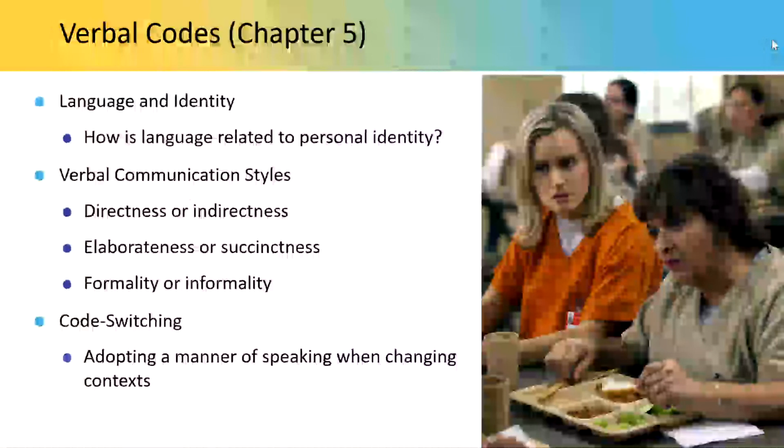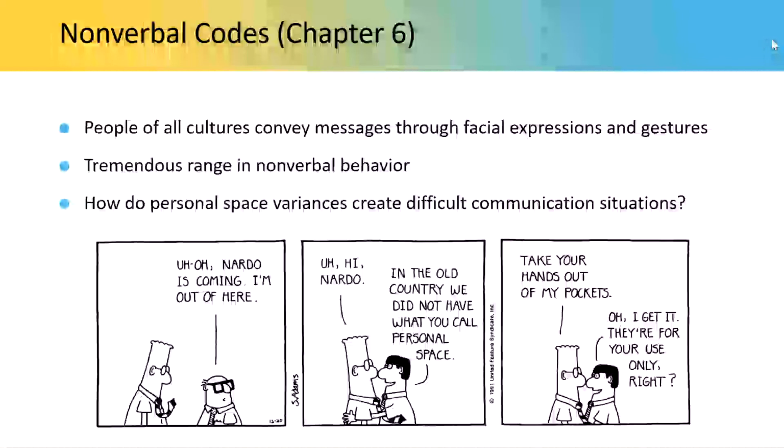Okay, so these are some of the verbal codes. But of course, there are also nonverbal codes, which we will talk about much more in chapter 6. There are more similarities than differences with nonverbals. We all convey messages through our facial expression, through gestures, through how close we stand. They say, for example, that in every culture a smile means that you are pleased or happy, and tears mean that you are sad.